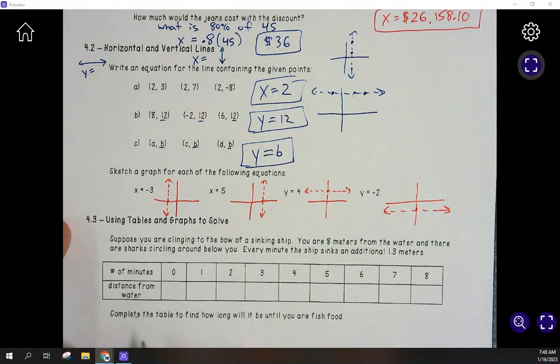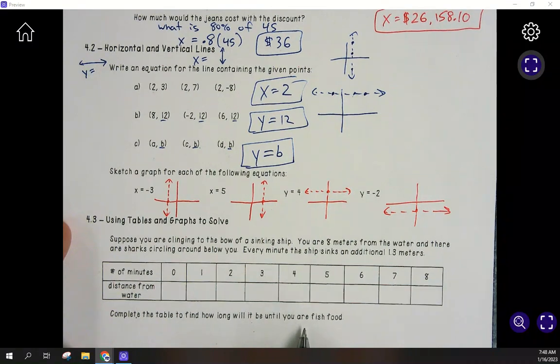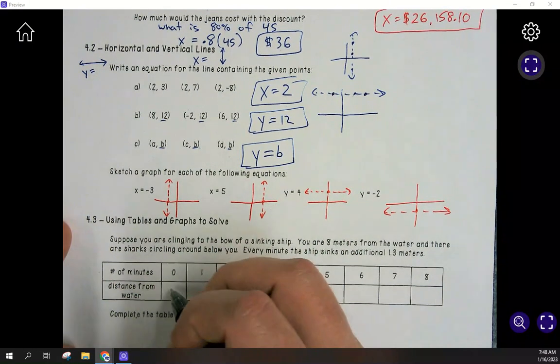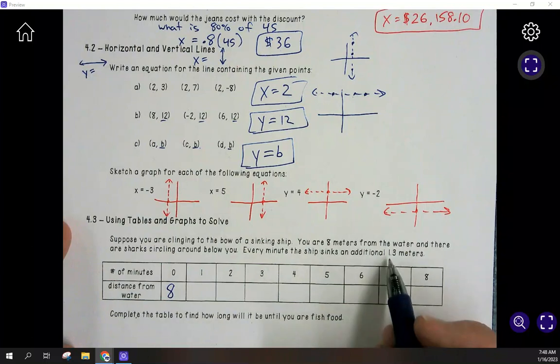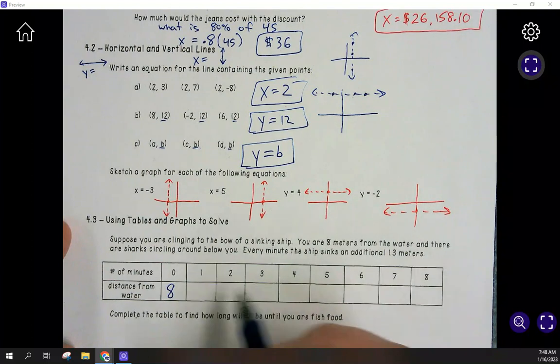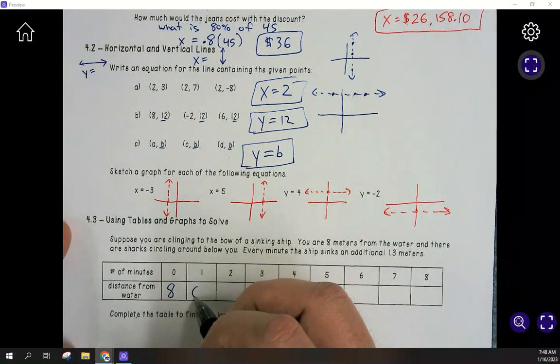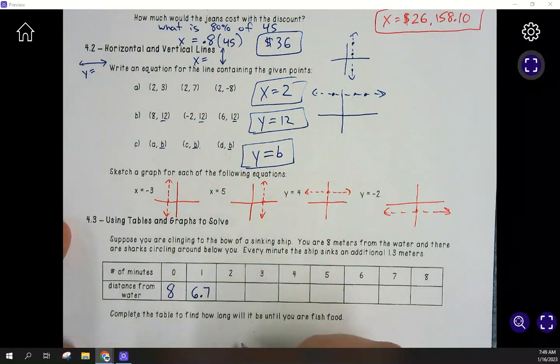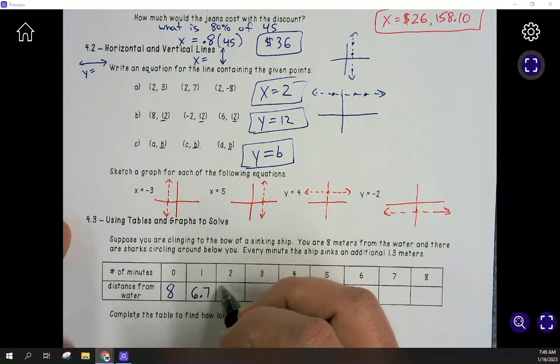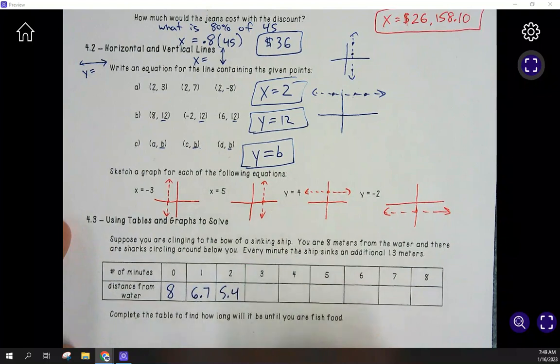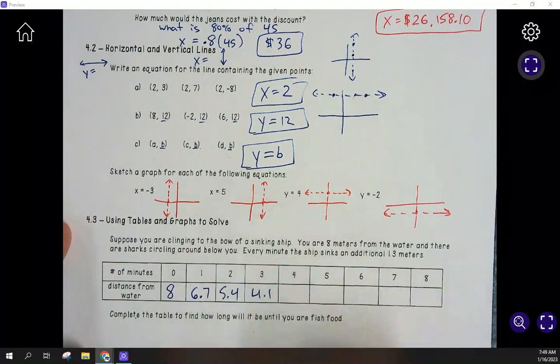The person who wrote this exam review was having a little fun with it. Complete the table to find how long it will be until you are fish food, which would be when do we hit 0? 0 represents hitting the water. So we're starting off 8 meters above the water. And then every minute we're going down 1.3. So you're going to subtract 1.3 from this. Now we're at 6.7. Subtract another 1.3, that's 5.4. And then 4.1. And then 2.8. Again, subtracting 1.3 every single time.